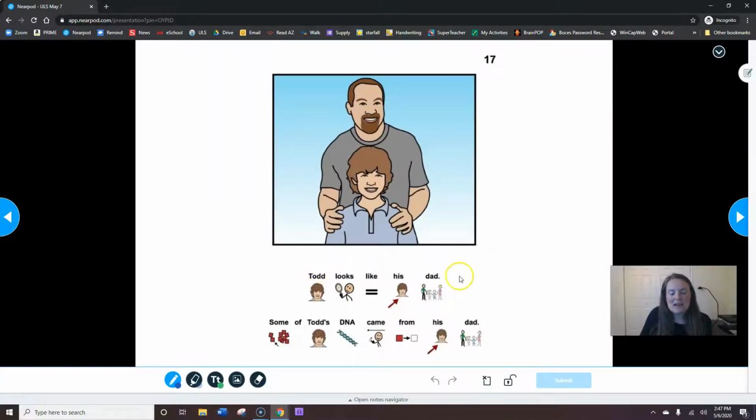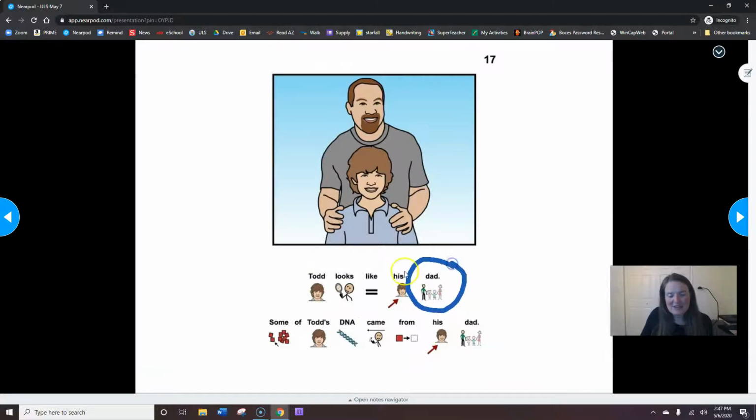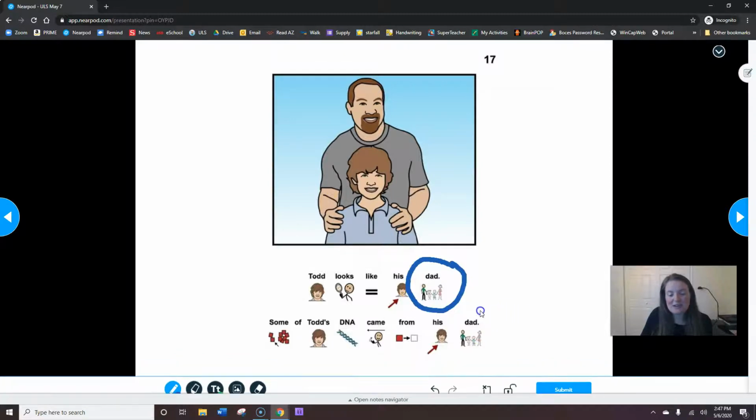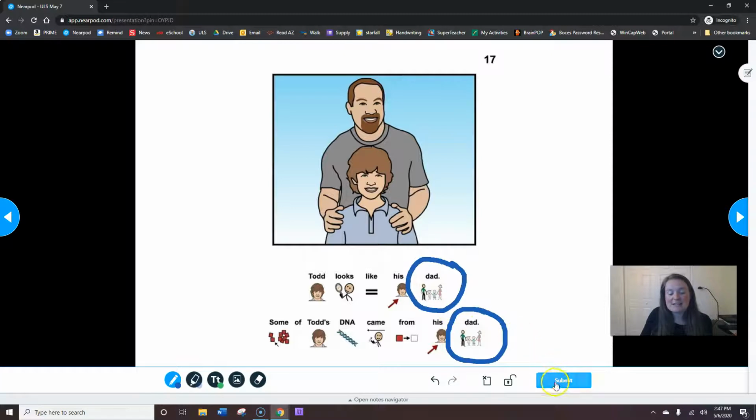Okay. Todd looks like his dad. Some of Todd's DNA came from his dad. Okay, so I could see looking right here, they both have brown hair. So who does Todd look like? Let's look back in the story. Todd looks like his dad. Who does he look like? His dad. I circle dad, you circle dad. We can even circle it twice if we want to. When you're done circling dad, hit submit.